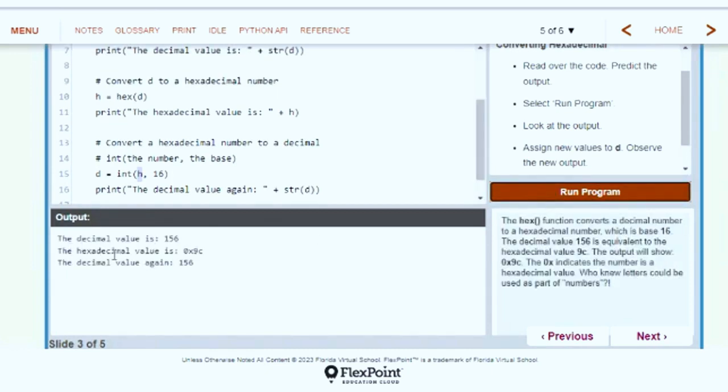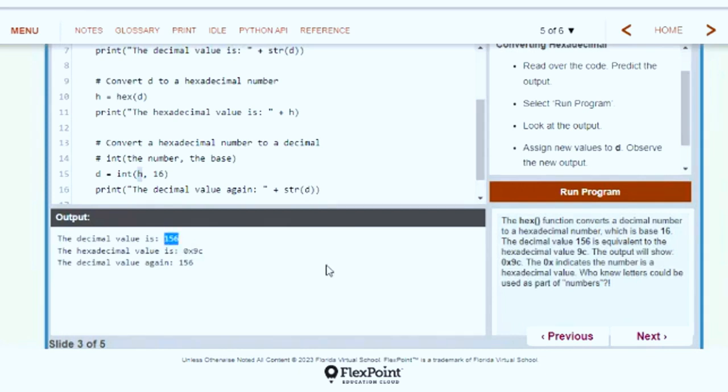Decimal value 156, converts it to hexadecimal, and this uses a 0x. It was a 0b when it's printing a binary number. It uses 0x for a hexadecimal number to let you know, hey, this 9c, that's not 9c, that's hexadecimal for 156. And then it converted it back to a decimal again. We print it back as a decimal. So 0x tells you it's a hexadecimal. 0b tells you it's a binary. And if there's nothing out in front of that, you know it's decimal, 156.